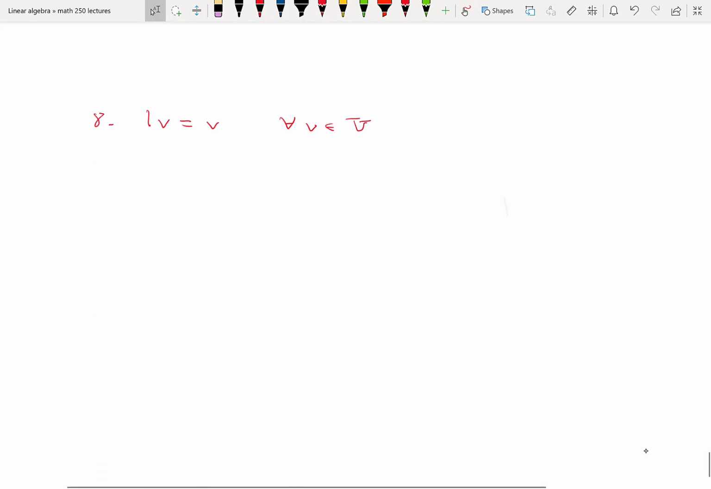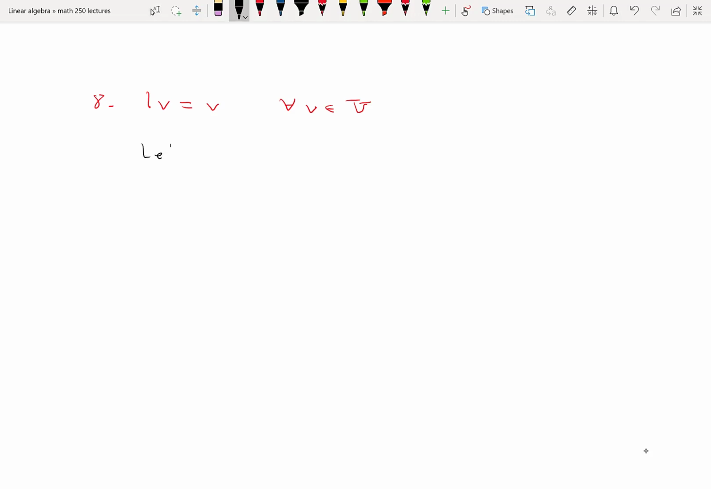One more property. 1 times V equals V. This one will be pretty short. It's not necessarily short in general, but for us it's going to be short. 1 times V equals V for every vector in the vector space. So pick something out of the vector space and multiply by 1.